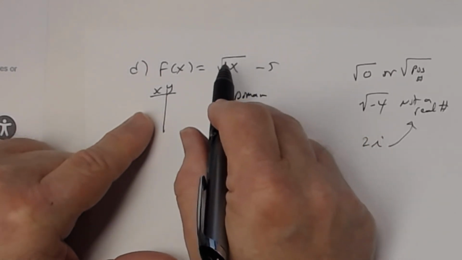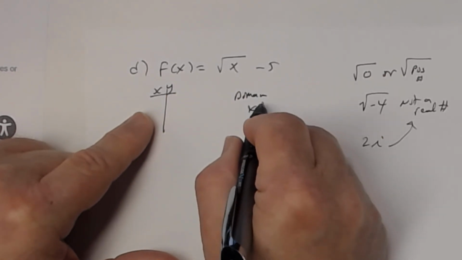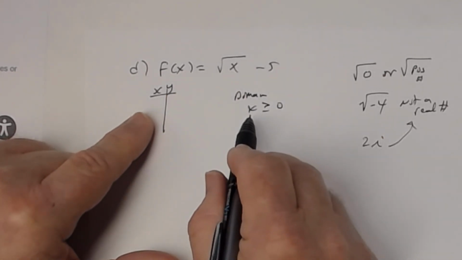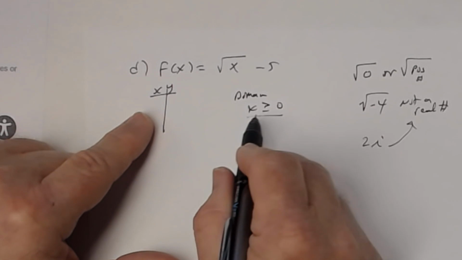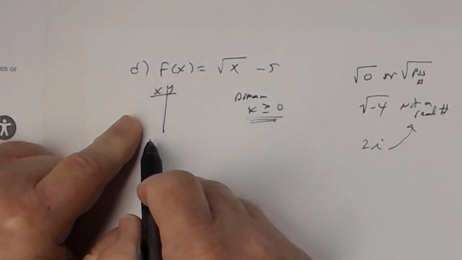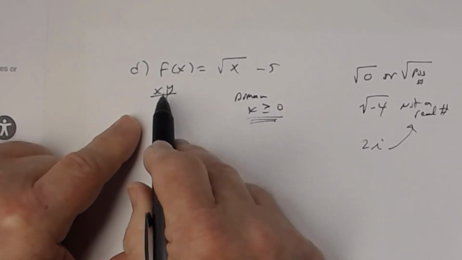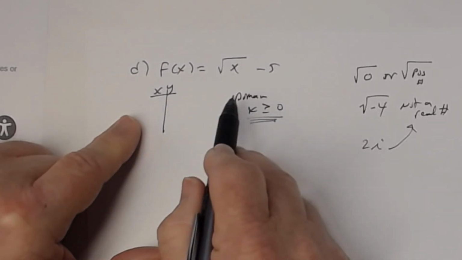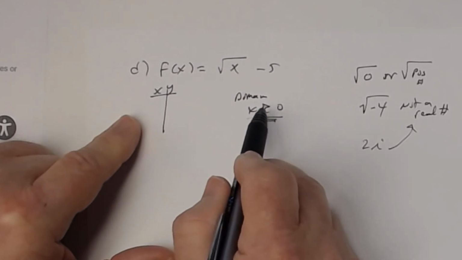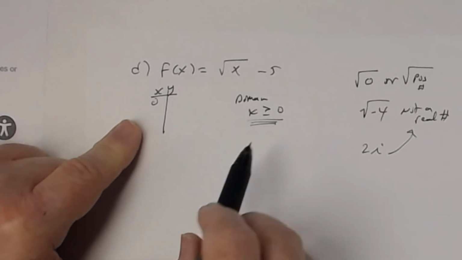When finding the domain, you take your radicand, which is x here, and you say greater than or equal to 0, and you solve for x. Well, x is already by itself. So that's my domain. Meaning that when I pick some values for x, I've got to make sure that the values for x I choose are 0 or greater than 0. Okay? So I'm going to use 0. 0 is going to be the smallest one.